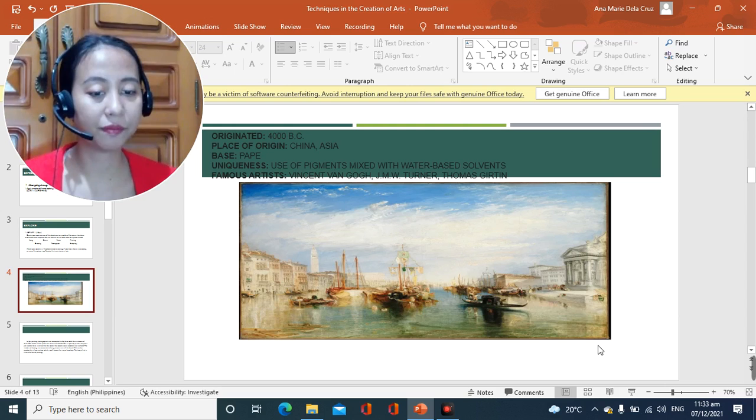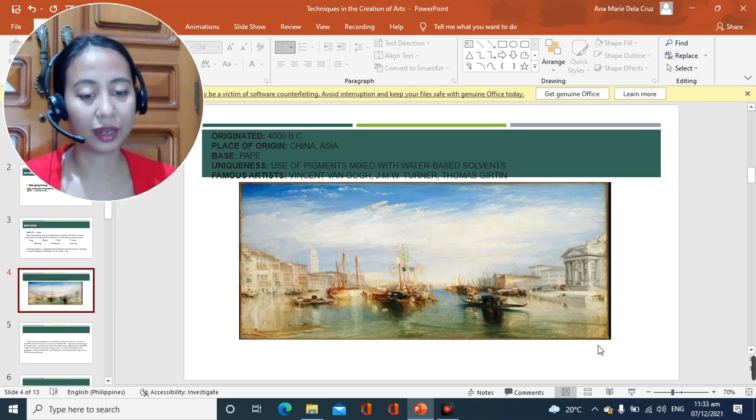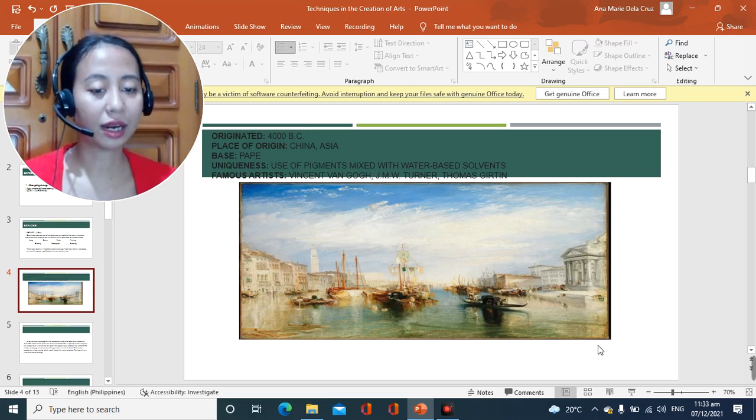The base is paint, uniqueness, use of pigments mixed with water-based solvent. So, those are the materials used. The famous artists who created this art are Vincent van Gogh, J. M. W. Turner, and Thomas Girtin. When we say technique, it is a process or method of how we apply those materials to create an art.